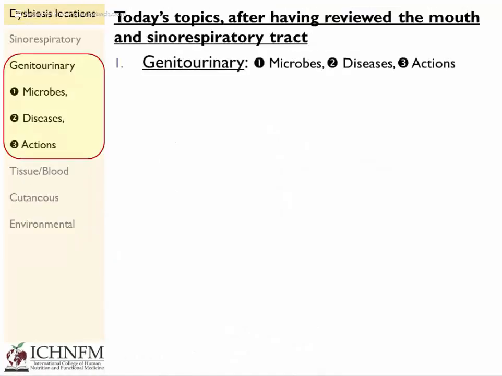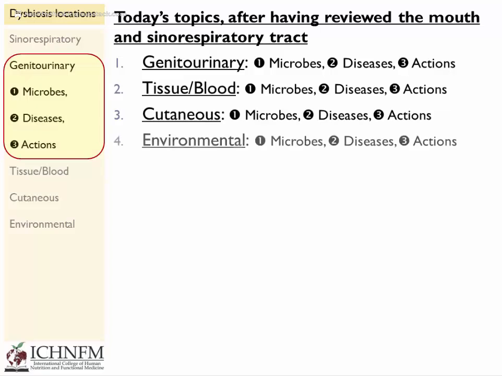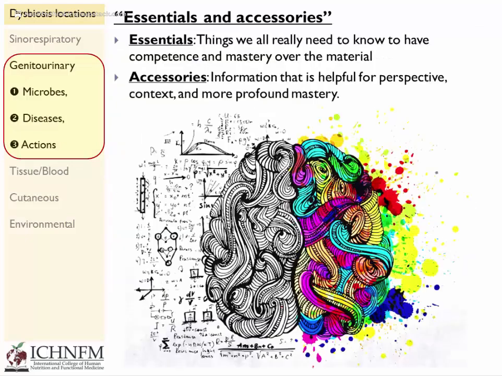Today, we're going to talk about the genitourinary tract, and again, that'll be followed very shortly by tissue, blood, parenchyma, cutaneous, environmental, and then I've got a whole separate presentation on gastrointestinal dysbiosis because the gastrointestinal component, due to its sheer quantity and its clinical implications, etc., really needs its own presentation. So I'm not going to cover that in the same format as I'm covering each of these other locations because really the gastrointestinal tract is so massive and carries so many potential disease associations and clinical implications that we really need about an hour at least just to cover GI dysbiosis.